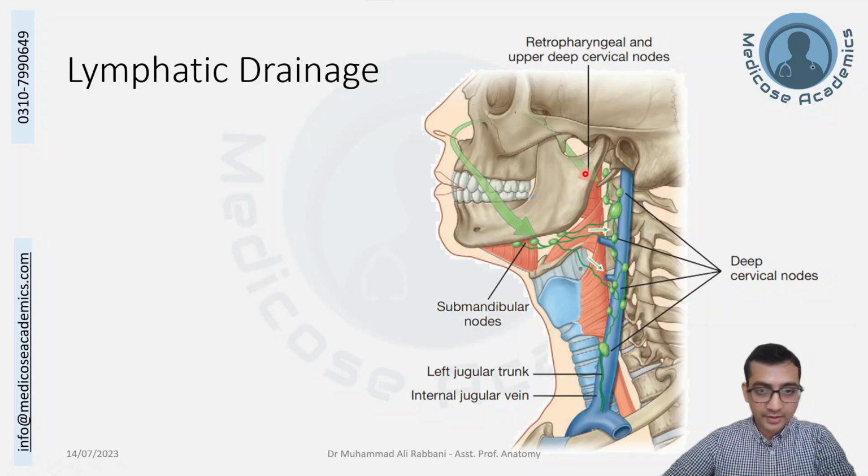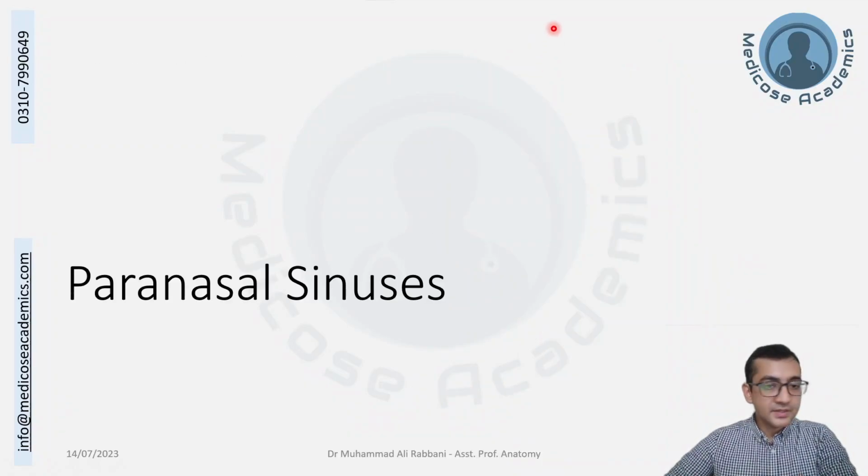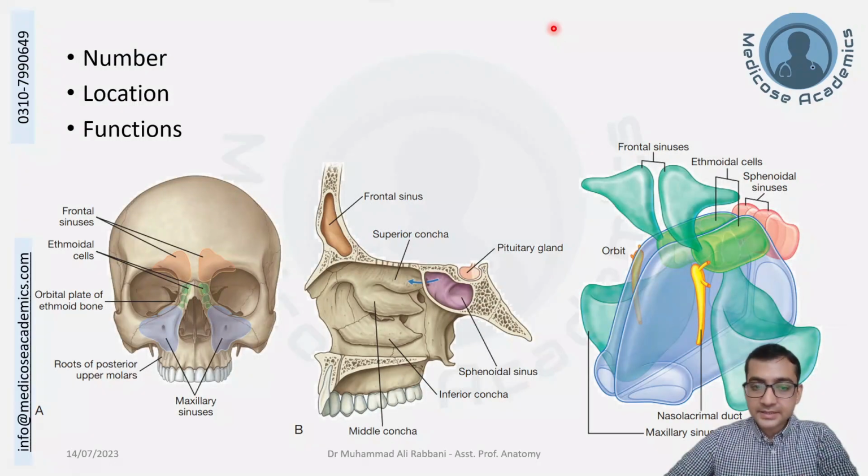Supply of the nasal cavity. Then there are the paranasal sinuses. There are four named pairs of paranasal sinuses. There are two frontal sinuses. These are present in the frontal bone just above the medial aspect of the orbit, and they may extend posteriorly into the roof of the orbit also.